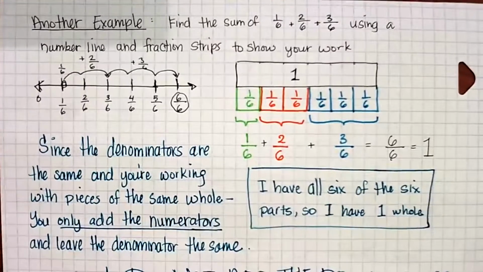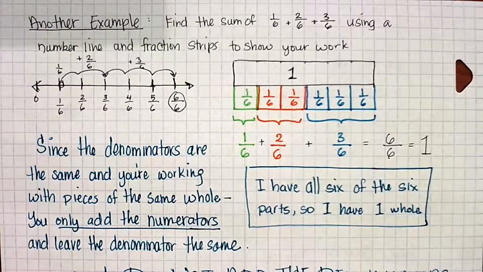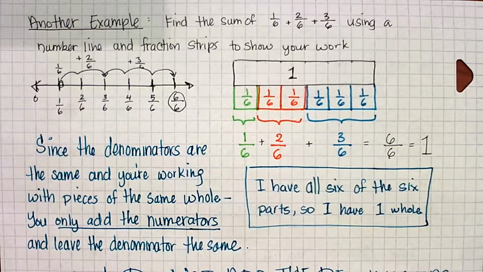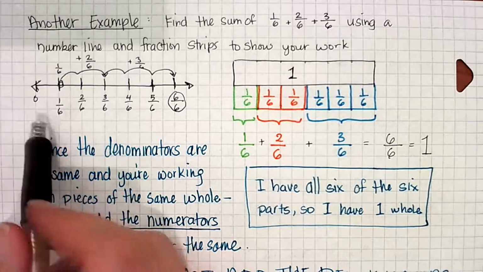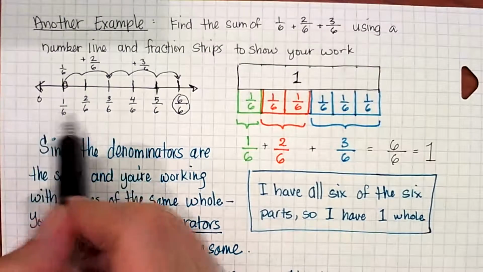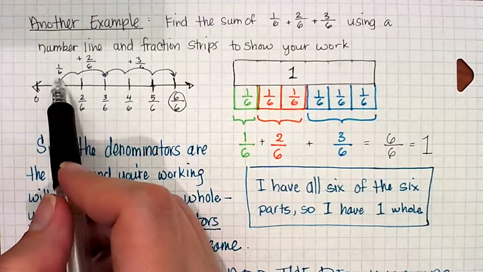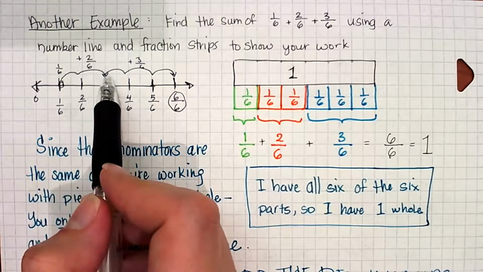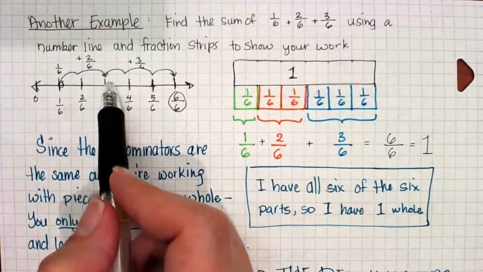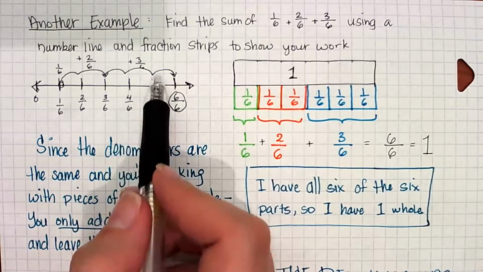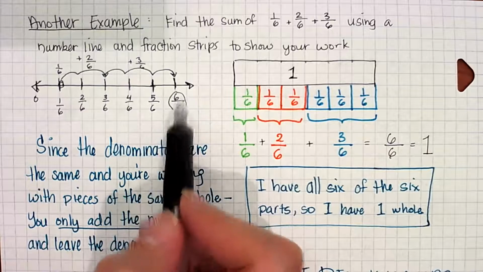So let's find the sum of 3 fractions for this one. So 1/6 plus 2/6 plus 3/6, using a number line and fraction strips. So we're going to do both over here. So here's my number line. I broke it up into 6 parts. So 1/6 is where I'm starting, plus 2/6, I made those 2 bunny hops, plus 3/6, I made 3 more bunny hops. Got me to 6/6, which is 1 whole.